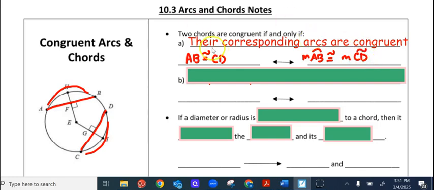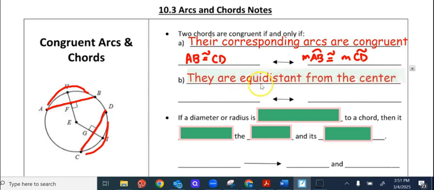The other way we know that chords are congruent is if they are equidistant from the center. So if you know that from the center these two lines are congruent, then you know the chords are also congruent. So AB is congruent to CD if we know that EF is congruent to EG.